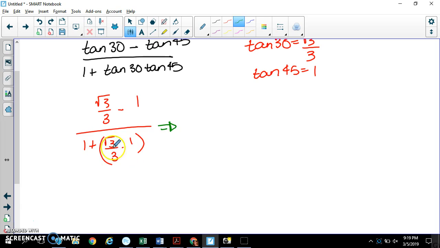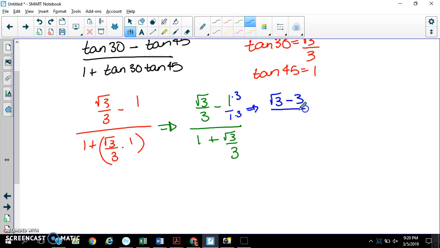Well, let's take it one piece at a time. Let's clean up this denominator a little bit. Square root 3 over 3 times 1 is just square root 3 over 3, so I have 1 plus square root 3 over 3. Now I need to combine these together. In order to add or subtract them, I have to have a common denominator, so I put that over 1 times 3. That gets me square root 3 minus 3 over 3. I'm going to do the exact same thing in the denominator, and that's going to get me 3 plus square root 3 over 3.